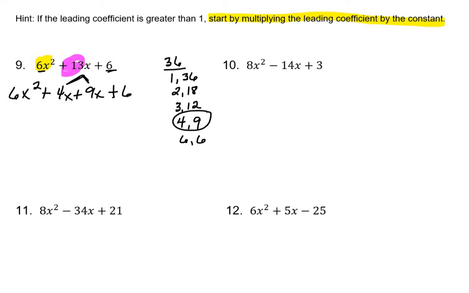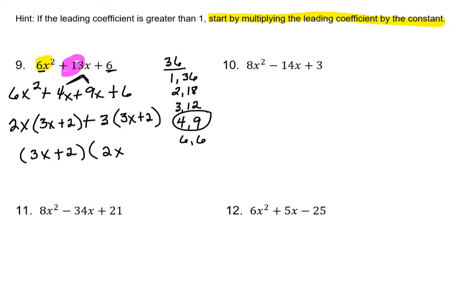Now I'm going to factor by grouping. Group these first 2 terms together. And I'm going to factor out a 2x. That leaves me with 3x plus 2. Then in the second half of the problem, I'm going to be factoring out a 3. That's going to leave me with 3x plus 2. And then I can factor out 3x plus 2. And I'm left with 2x plus 3. And if you want to, you can go back and FOIL this to double check to be sure that you have the right answer.